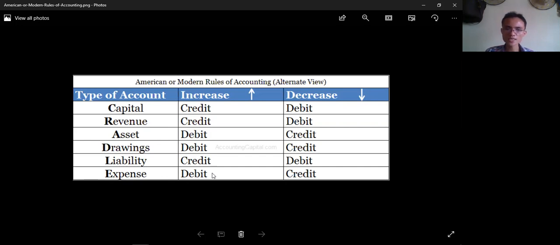So that's why I suggested, even knowing the three guys, just the three. What are the three accounts that would increase on the debit side? Assets, drawing or withdrawal, or personal and expenses. Just by the three of them, you will be able to remember, because the other three would be on the credit side. And if you know the normal balances, then you will know the other sides.